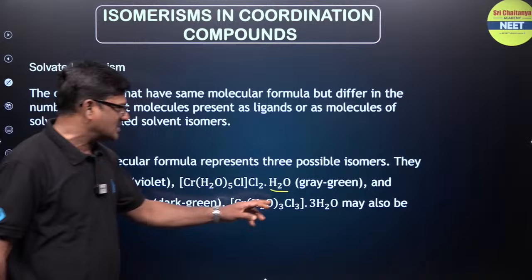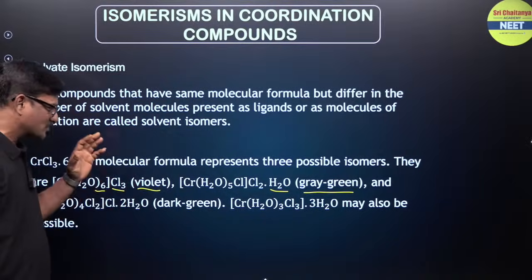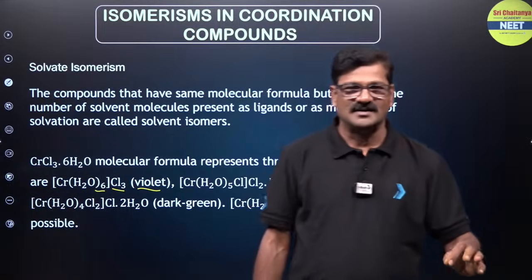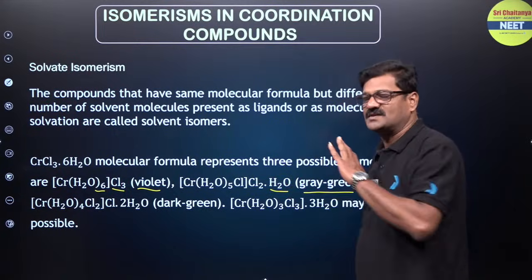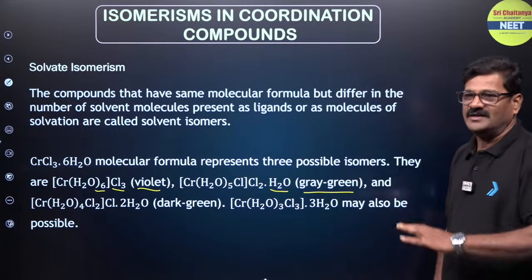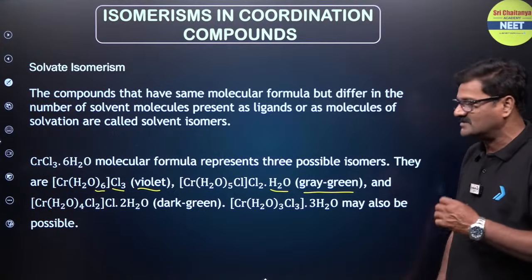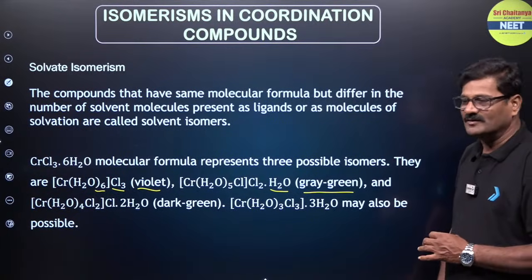So it appears gray green in color, but this complex appears violet in color. Please don't memorize the colors. I want to give you the demonstration of how these complexes differ in their structure and properties. So to show the difference in properties, the colors were indicated. Are you getting or not?